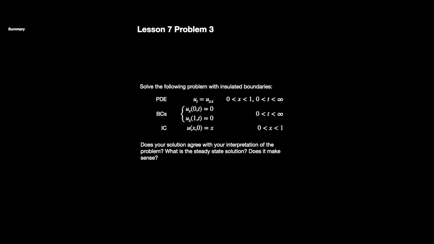Today we're going to work on problem 3 from lesson 7. We're asked to solve this initial boundary value problem with insulated boundaries. We're also asked to give an interpretation of the problem, find the steady state solution, and determine if it makes sense.